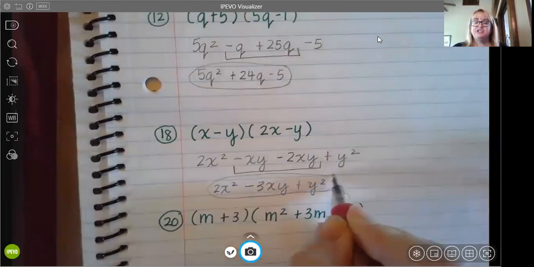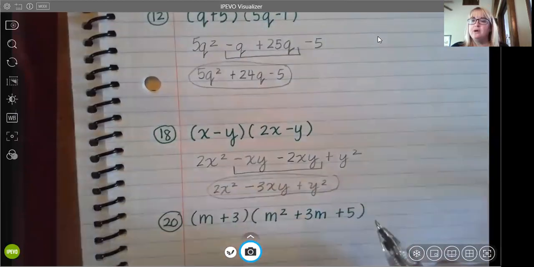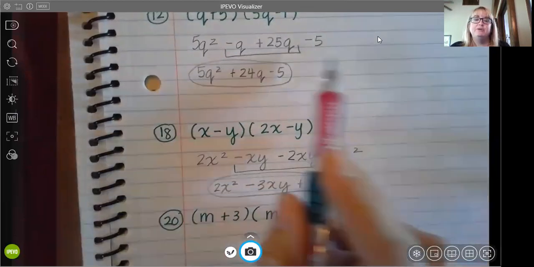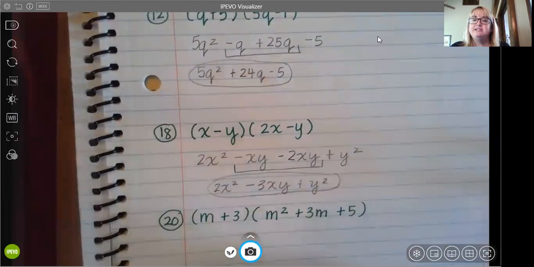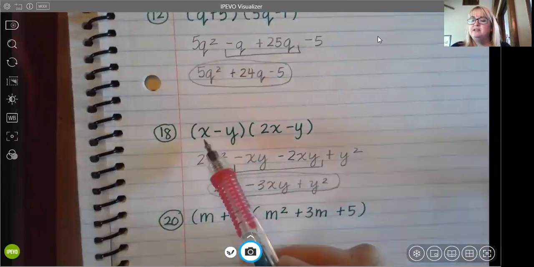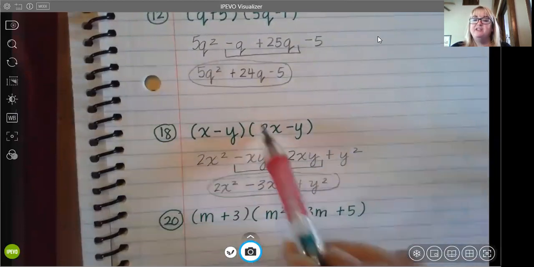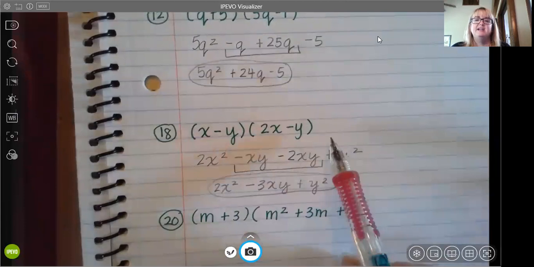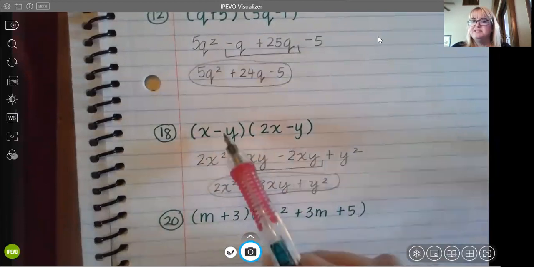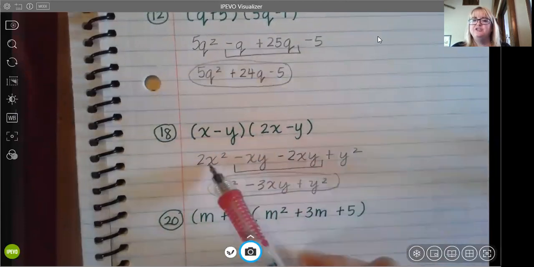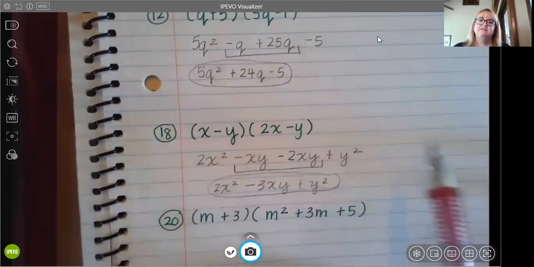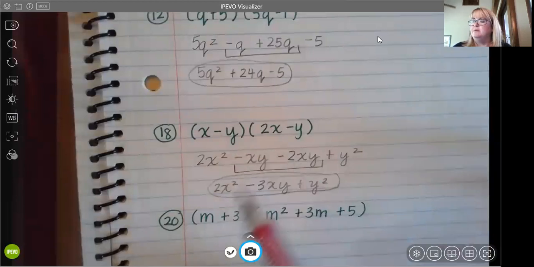So in that first section, if you need to use FOIL, use FOIL. If you want to do it in a straight line like I did, you can do that as well. You just have to make sure that the first term in this first factor is multiplied by everything, and the second term is multiplied by everything. And there are 4 terms, so you should have 4 answers. 2 times 2 would be 4.